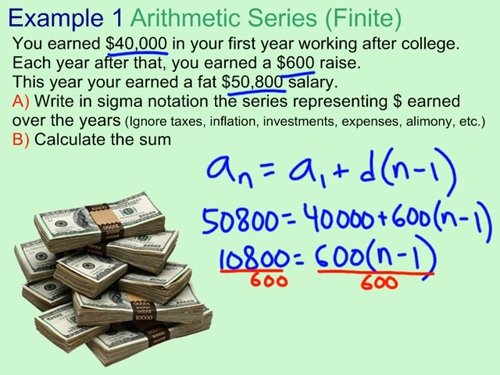So how many times does 6 go into 108? That's going to be 18. So 18 equals n minus 1, and therefore 19 equals n. And again, I need you to recognize that this is the number of years that you've been out of college in this scenario. Man, you're getting old.